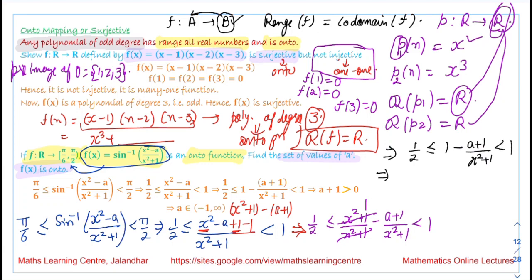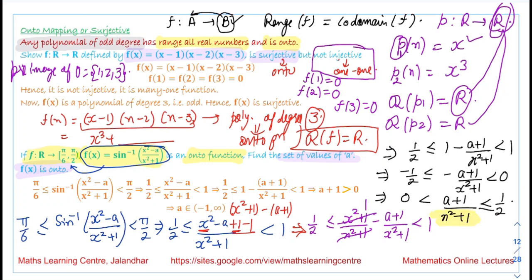So this implies that -1/2 ≤ -(a + 1)/(x² + 1) < 0, and this implies 0 < (a + 1)/(x² + 1) ≤ 1/2. Look at this term: x² + 1 is always positive, and we want this term to be positive.